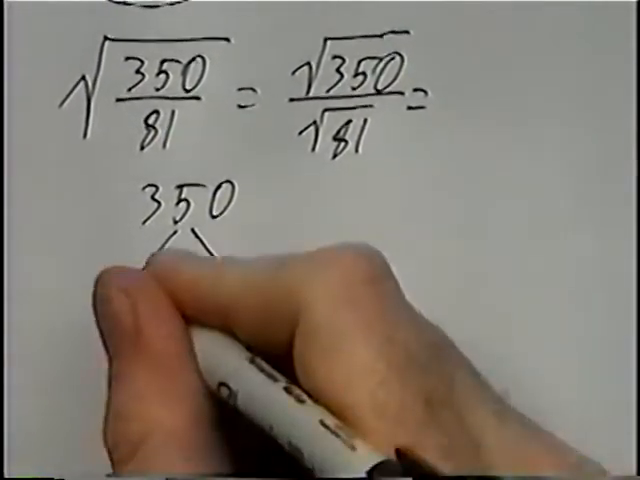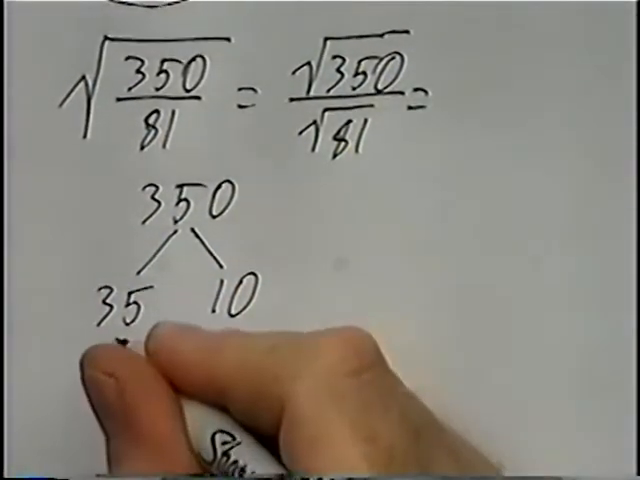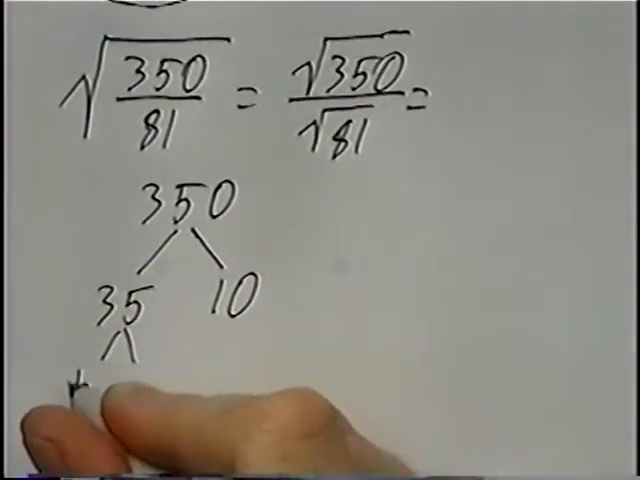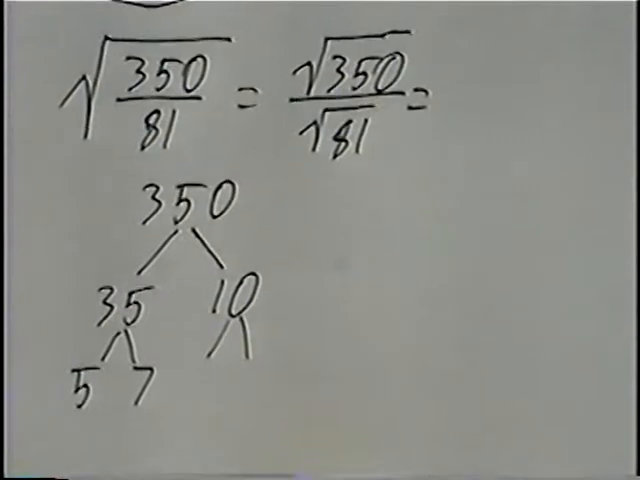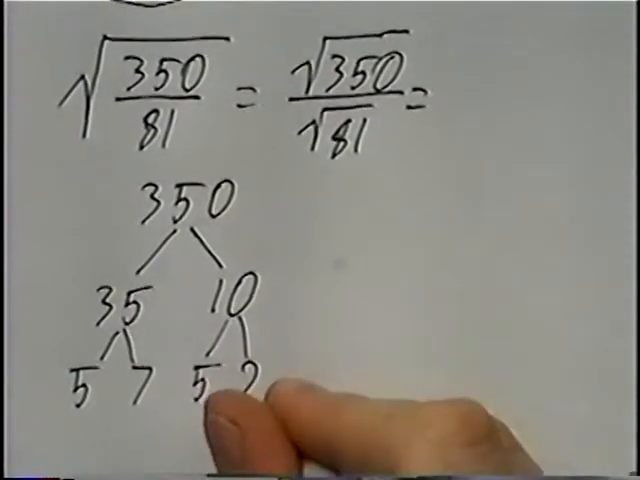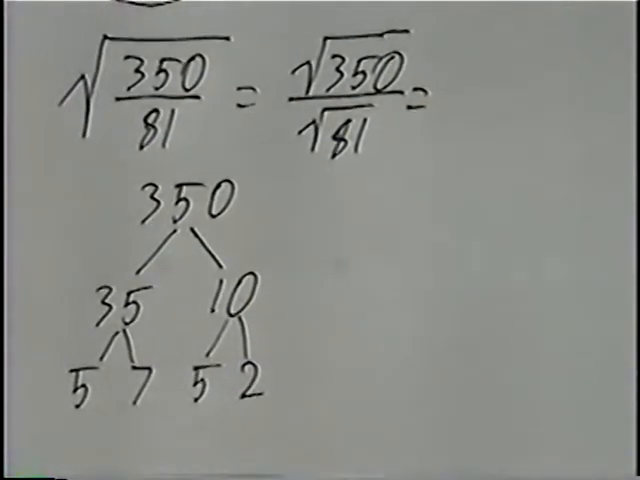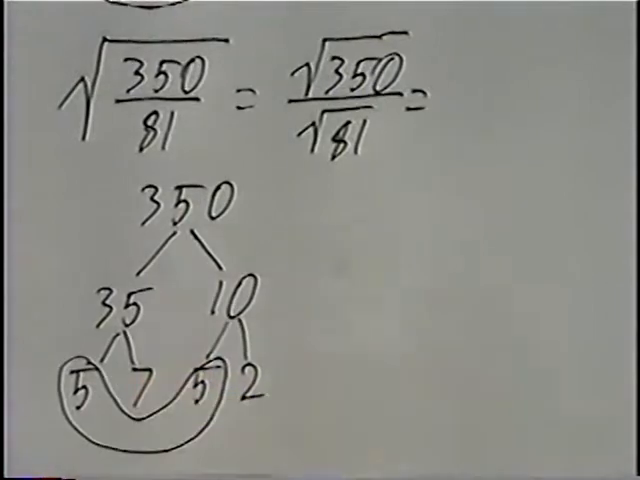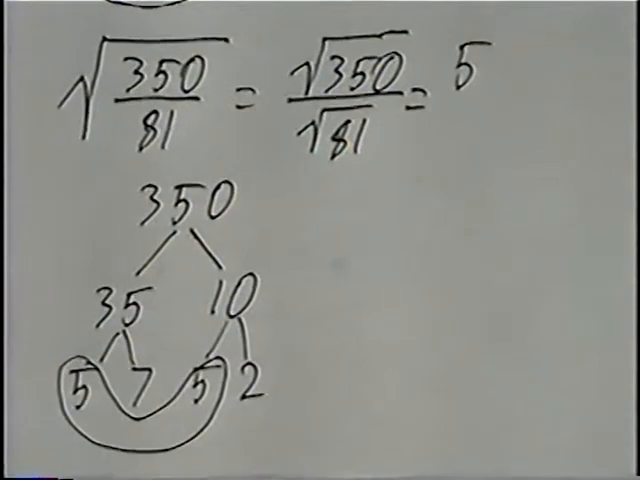If the number ends in a 0, we can use 10, 35 times 10. Factoring further, 35, two numbers that multiply, we can do 5 times 7. And two other numbers that multiply to get 10, we can do 5 times 2. Again, once you do the factor tree, the square root means we're looking for pairs or two numbers that multiply. We have one pair of 5s, which we can circle.